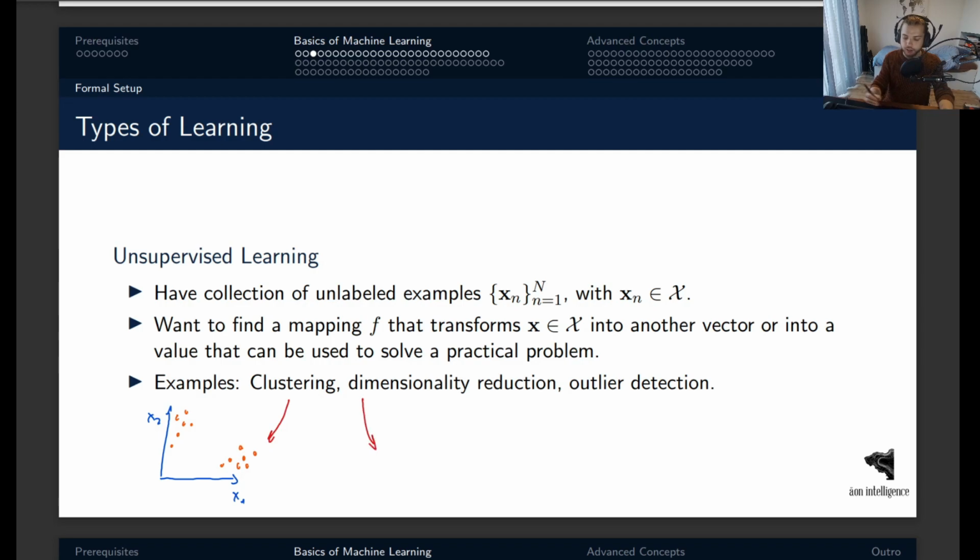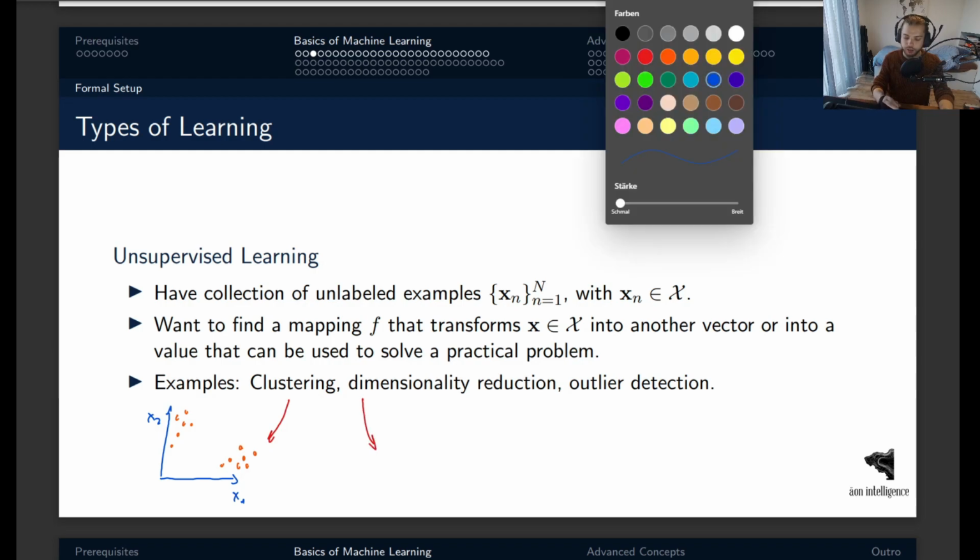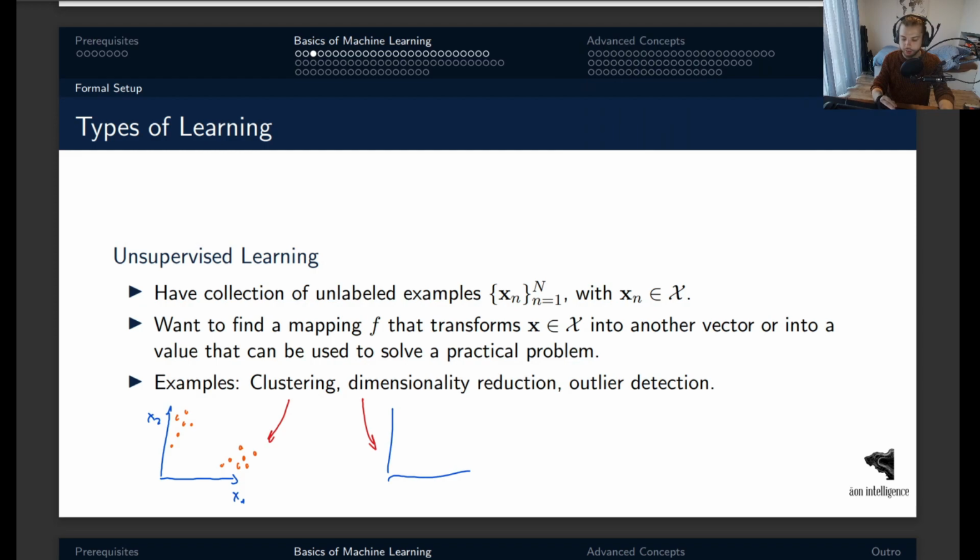Now, let's look at a dimensionality reduction problem. And in that case, you also have data. Let me quickly draw some data points again.